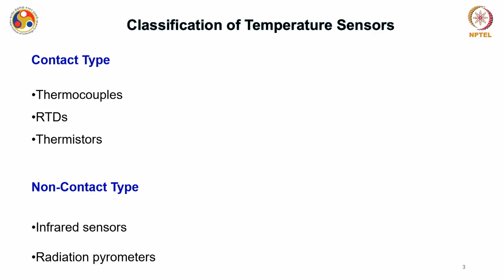Temperatures are measured by a temperature transducer. Mostly you have two types of transducers, either contact type or non-contact type. In the contact type, we have various ways of measurement, like thermocouples, RTDs, thermistors and so on. In the non-contact type, mostly they are optical devices based on infrared, or radiation pyrometers are also used. In this lecture and the next lecture, we will mostly try to understand the contact type of temperature sensors.